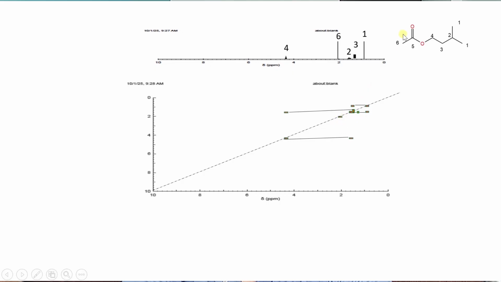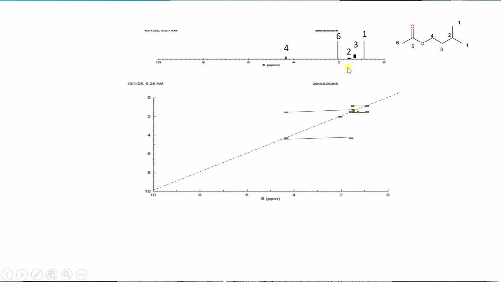So you can see here, the 6th carbon, which has 3 protons, is not connected with a carbon which has any proton. This is connected with a carbon which doesn't have any proton. So this clearly shows that this 6 is isolated, this is a singlet. Here you can see that.